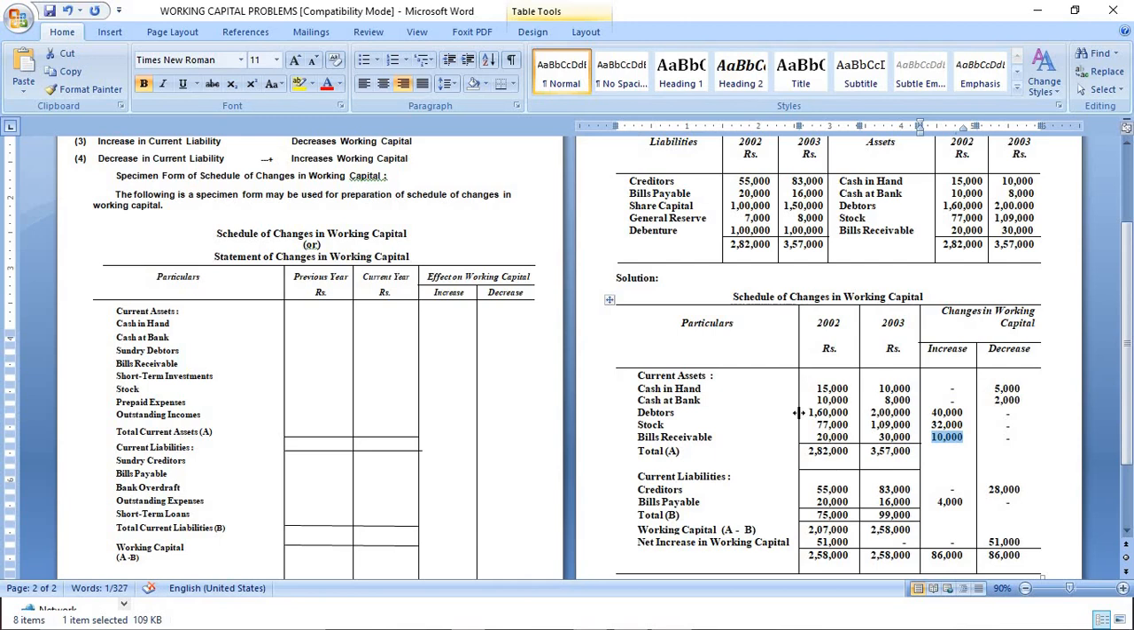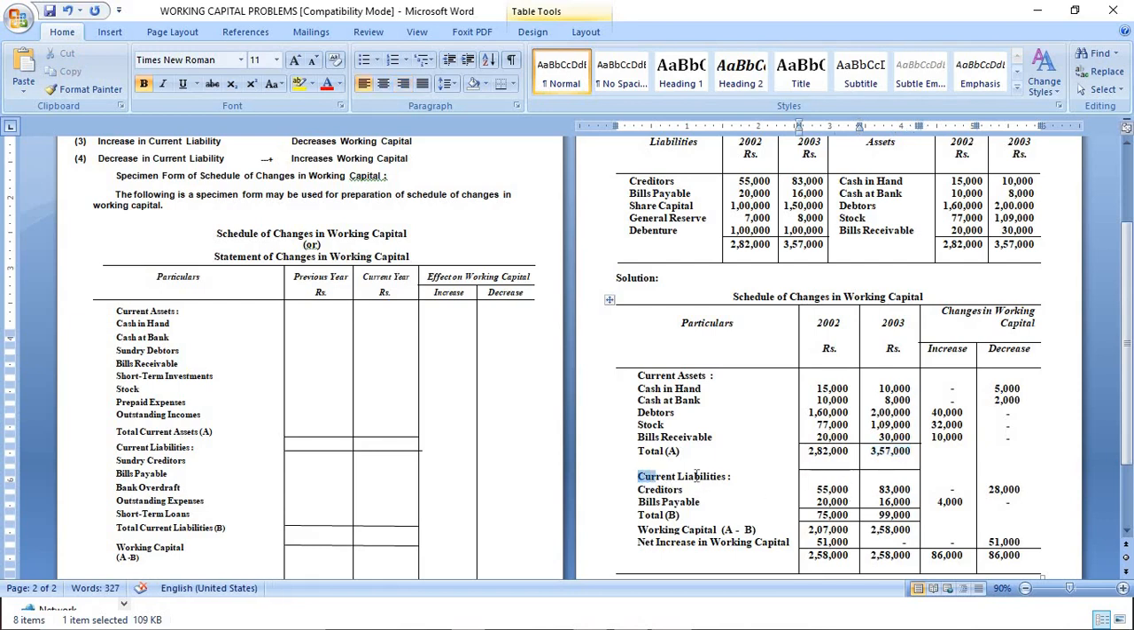Now our current assets column has been done as per this question. So we total here 10,000, 1,60,000, 70,000, 77,000, sorry, and 20,000. So the total will be 2,82,000. Same, we go to the 2003 column: 8,000, 2 lakh, 1,09,000, 30,000. So the total will be 3,57,000. You can calculate on your own for cross checking. So the current assets column is finished, and we close this box as per the format.